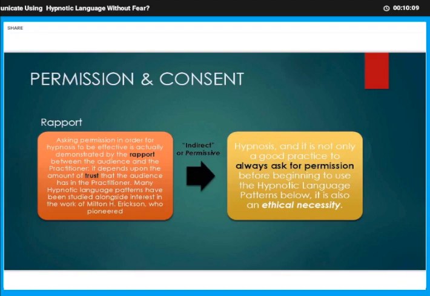Many hypnotic language patterns have been studied alongside the interest in Milton Erickson, who pioneered indirect or permissive hypnosis. The reason that I like to teach indirect or permissive hypnosis is because the hypnotic language that you use is in and of itself permission gaining. It's asking for permission the whole time you're communicating.